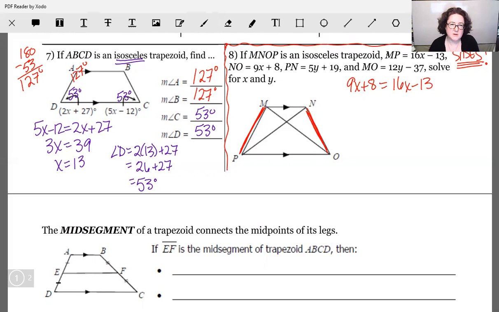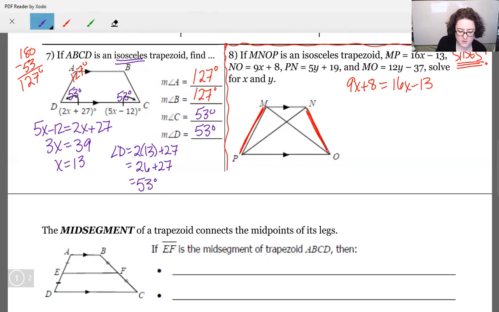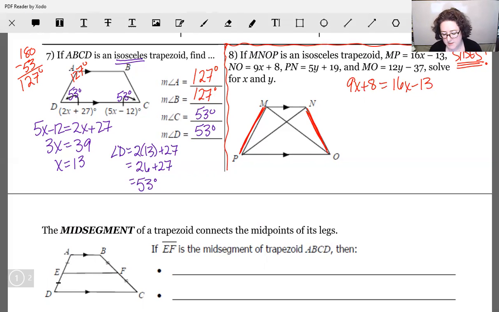Okay, let's keep going. I want to make sure I understand all my info first. Let me change back over to purple. So now they're giving us segment PN, which is this one, and segment MO, which is this one. And what do you know about the diagonals in an isosceles trapezoid? They also have to be congruent. So we will also need to set those equal. So we could do 12y minus 37 equals 5y plus 19.